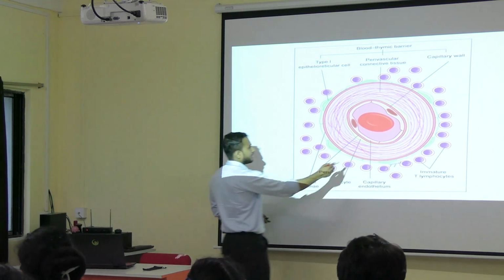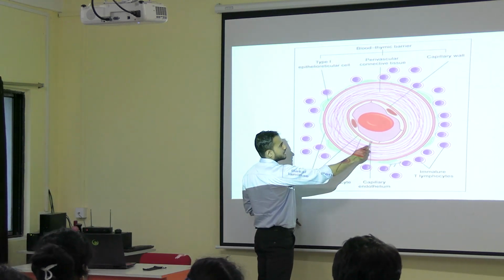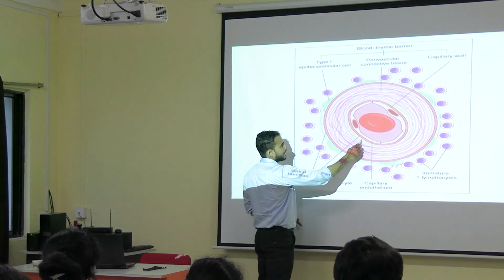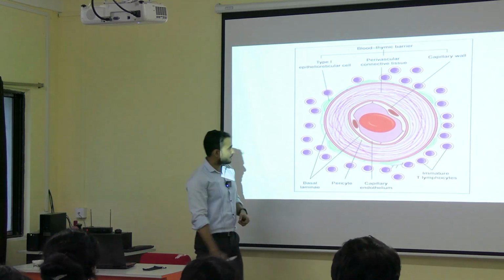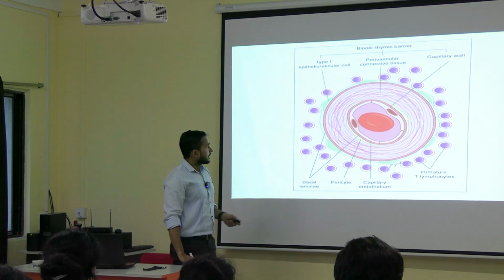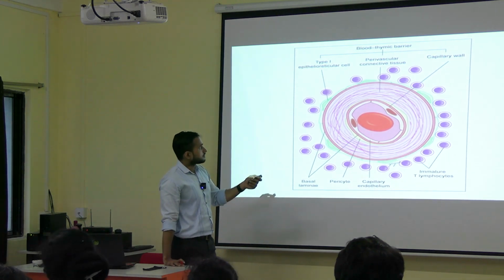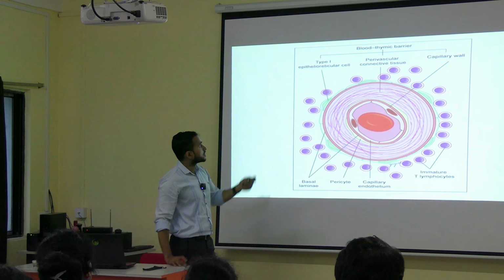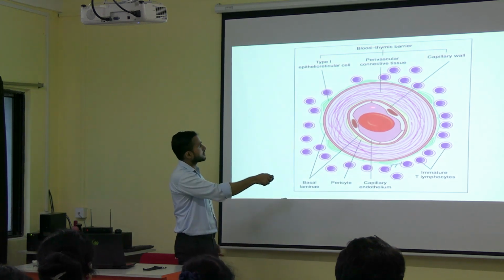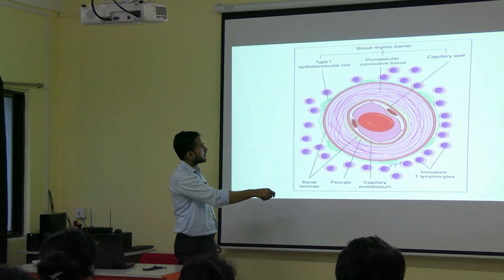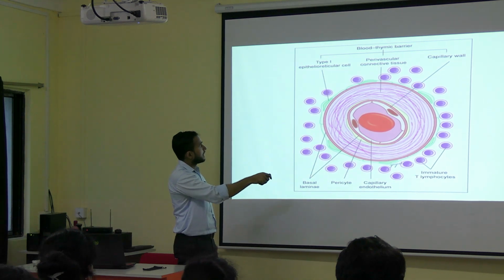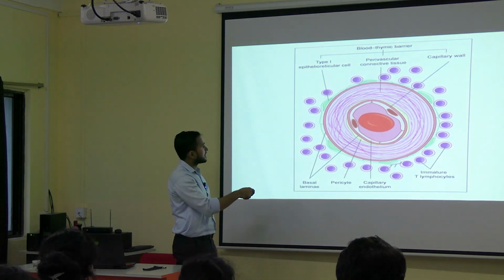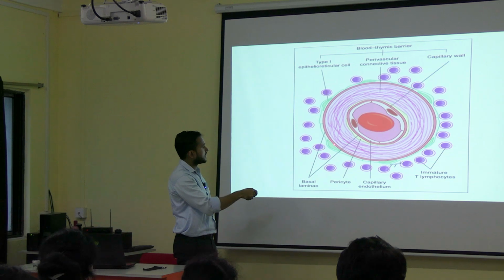So this is the first layer. This is the endothelium, then basement membrane, and then what is this? These are the pericytes. Okay. Next, you can see the perivascular connective tissue. This one, this is the entire perivascular connective tissue, and then you are getting the basal lamina. Okay, you can see the basal lamina over here.